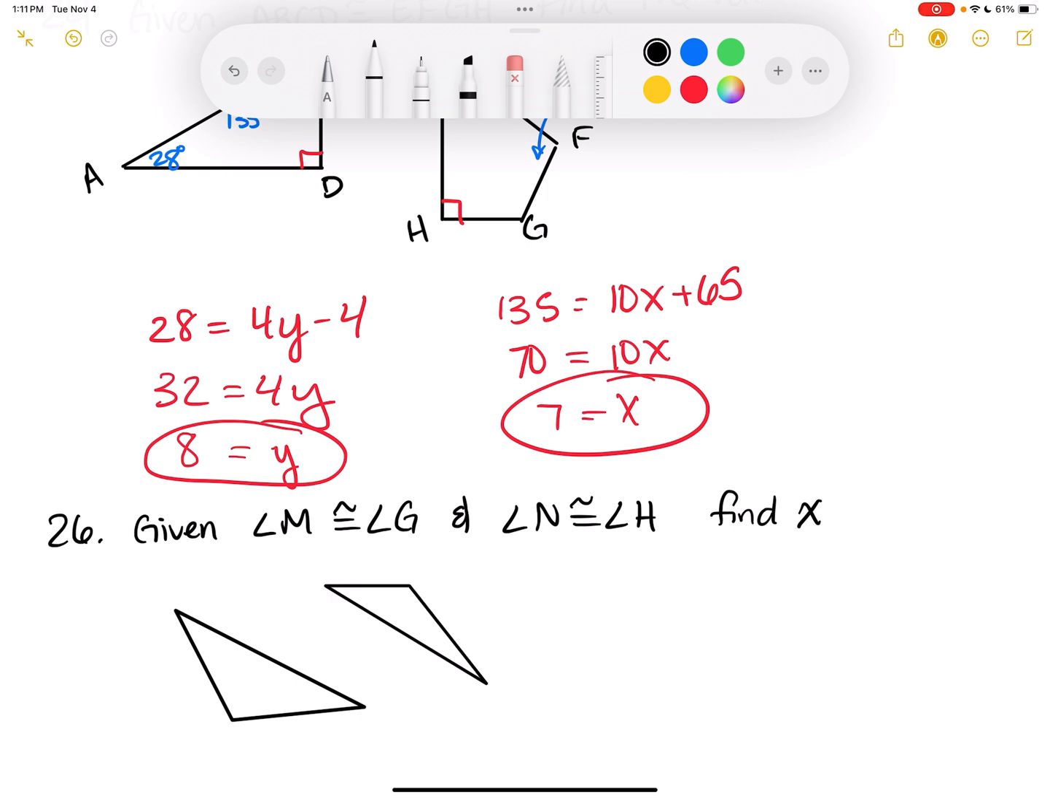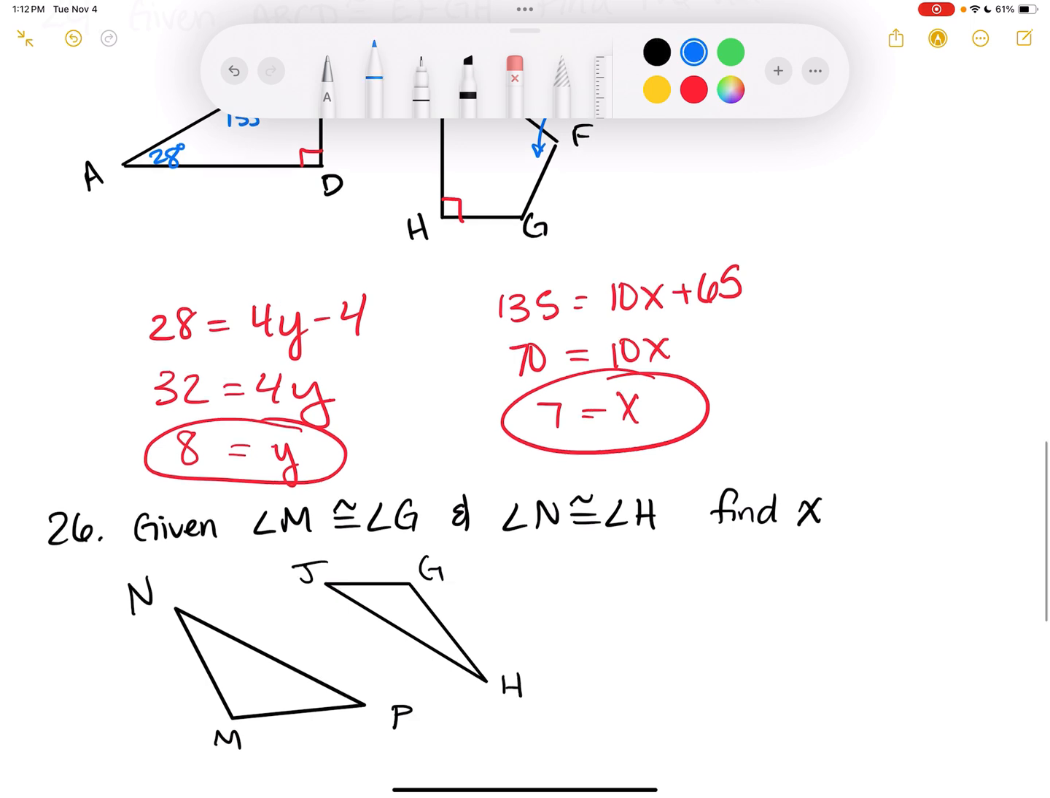Better that time. All right, so N, M, and P here, and then up here J, G, and H. And then angle M is 142 degrees, angle P is 24 degrees, and then angle H is 2x minus 50.